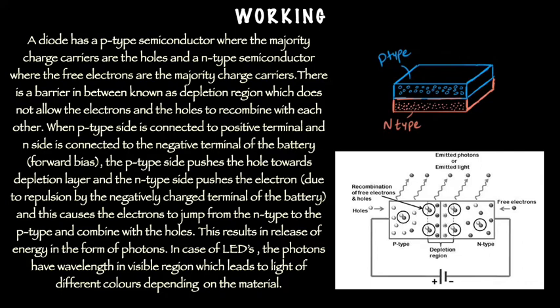When the P-type side is connected to the positive terminal and the N side is connected to the negative terminal of the battery, which is forward bias, the P-type side pushes the holes towards the depletion layer and the N-type side pushes the electrons due to repulsion by the negatively charged terminal of the battery. This causes the electrons to jump from the N-type to the P-type region and combine with the holes. This results in the release of energy in the form of photons. In case of LEDs, the photons have wavelength in the visible region, which leads to light of different colors depending on the material.